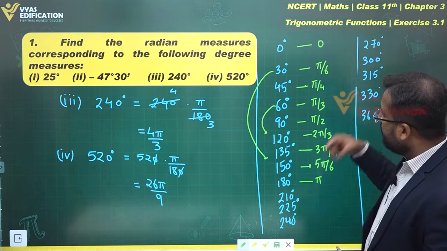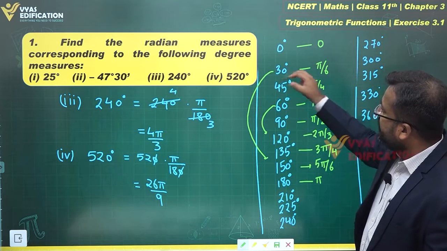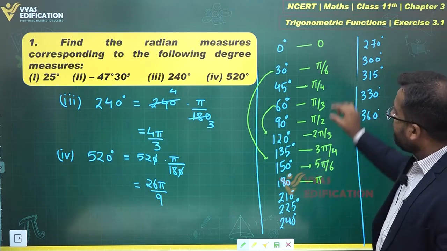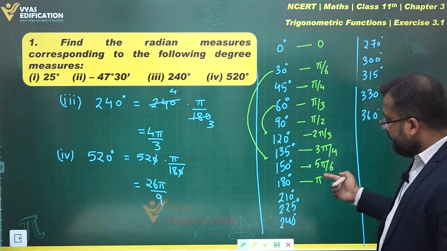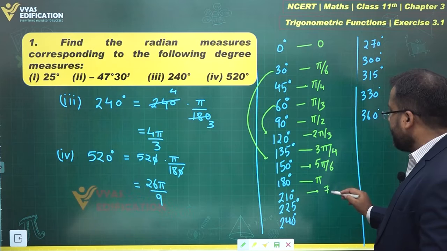Or you can also do one more thing. 180 degree minus 30 degree, that is 180 degree minus pi by 6, that is pi minus pi by 6. Pi minus pi by 6 is 5 pi by 6. Similarly, 210 degree is pi plus pi by 6, which is 7 pi by 6.